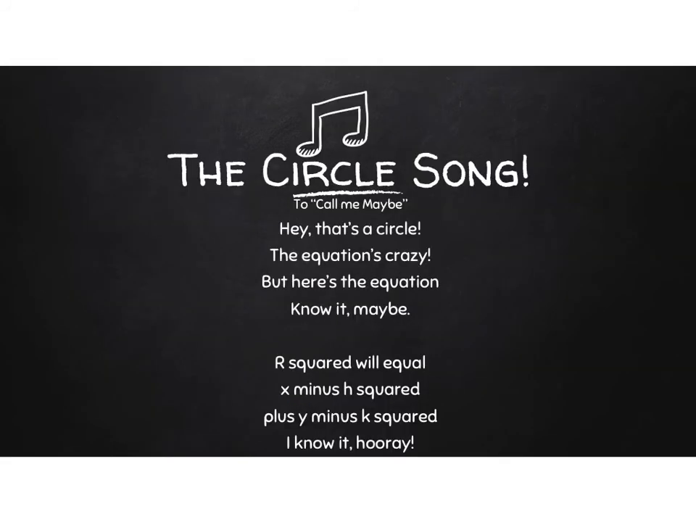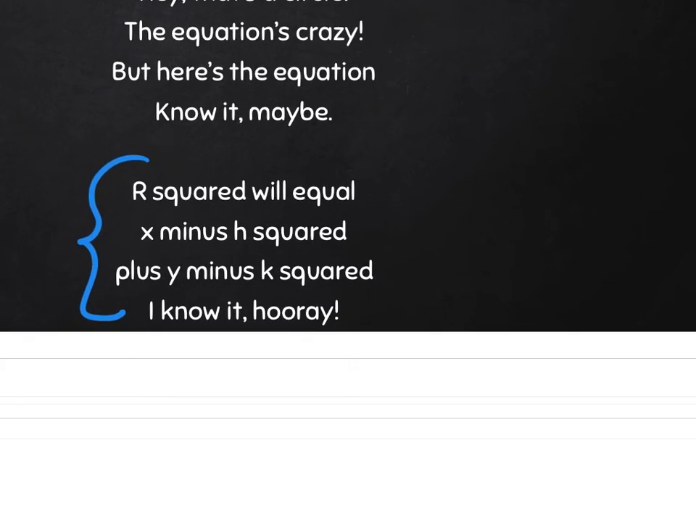Here's a handy song to the tune of Call Me Maybe. Again, if you get this stuck in your head, it's going to be way easier to remember this when it comes to those big scary tests. Again, this is really the only part that's important. So if I'm able to hum along with this or read it or remember the beat, I can do r squared will equal x minus h squared plus y minus k squared. I know it, hooray.